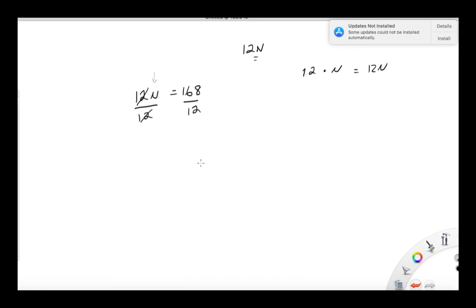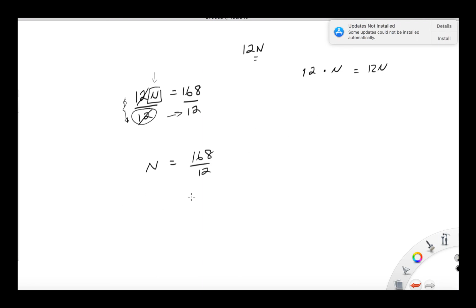And when you do that, you can cancel out those 12s. Notice in division, we don't have to deal with negatives and positives. Okay, we just divide by what it is. But what we do here, we absolutely have to do here. So what's left over? We have n, because n didn't cancel out, equals 168 over 12.